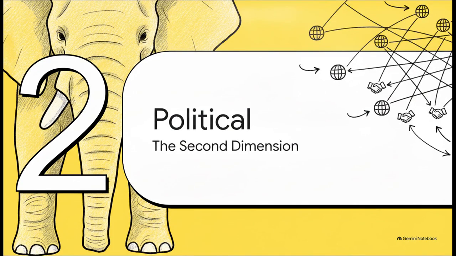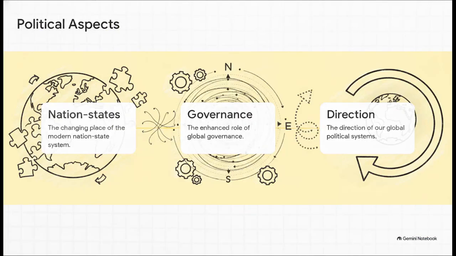Moving right along to part 2, the political dimension. You can think of the political dimension as the powerful, structural legs of our elephant. It's what holds the whole system up. Political globalization fundamentally challenges our traditional understanding of borders. Steger breaks this down into three key aspects: the shifting place of the modern nation-state system, the rising necessity of global governance to manage cross-border issues, and finally, the overarching direction our global political systems are heading.